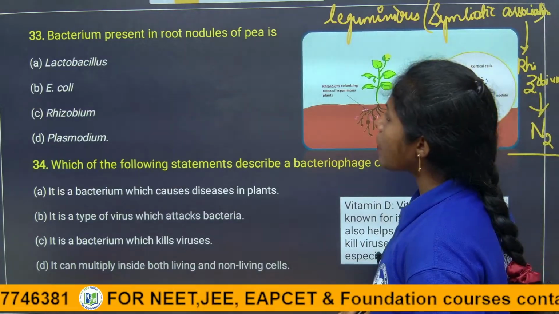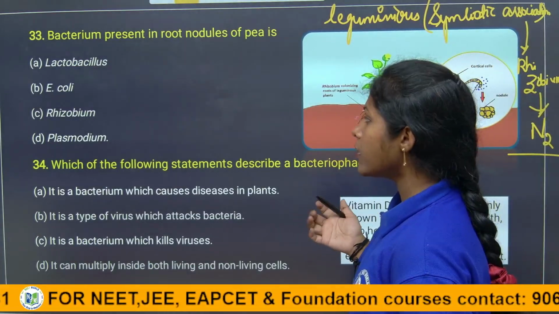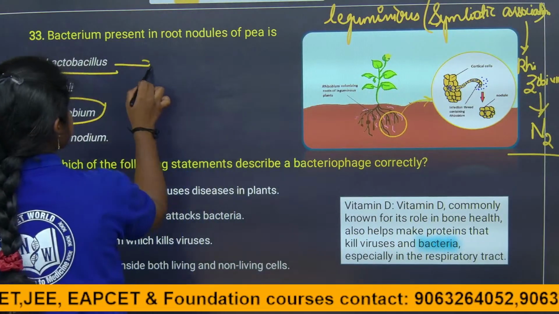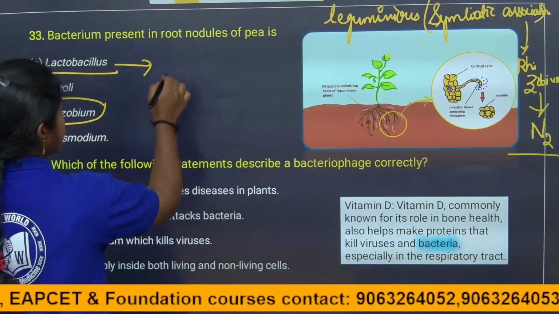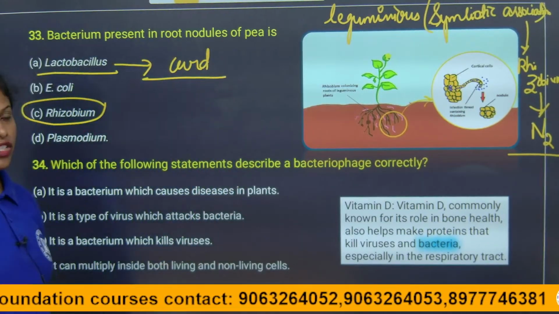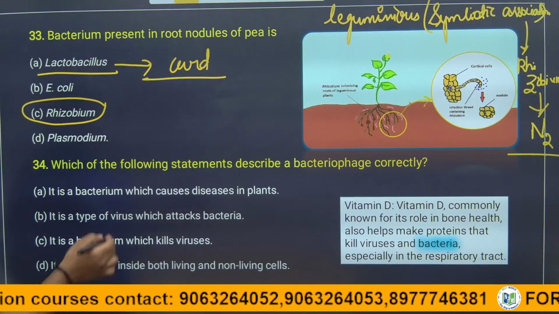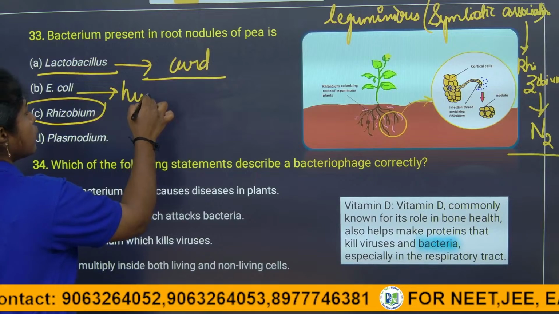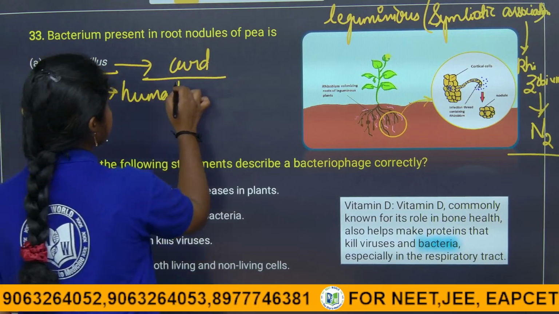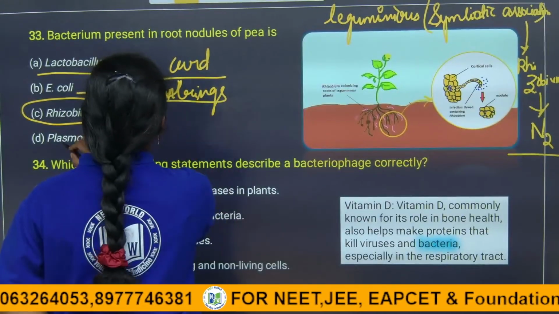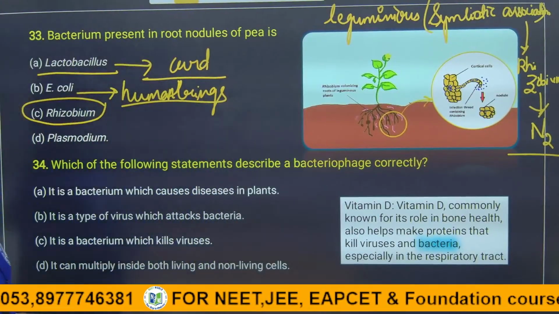They are asking which bacteria are present in the root nodules of the pea. The answer is, of course, Rhizobium. Lactobacillus is helpful in the setting of curd. And E. coli is the bacteria which is present in the gut region of human beings, right?